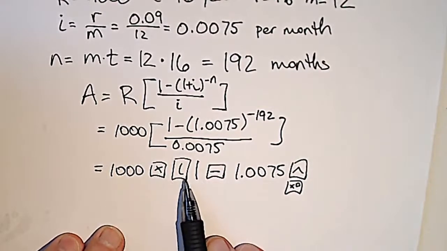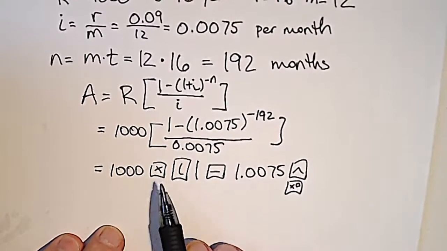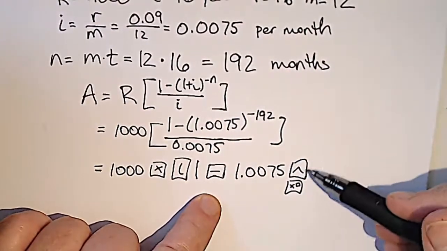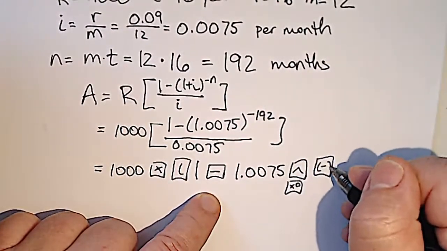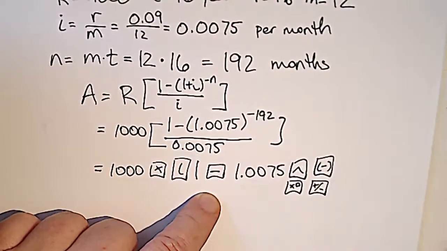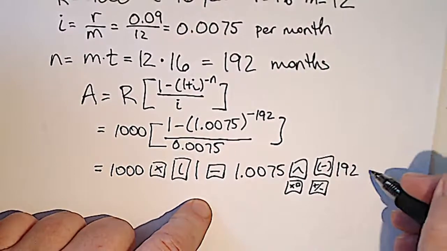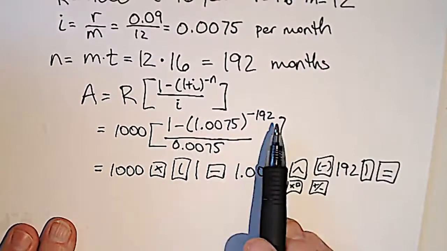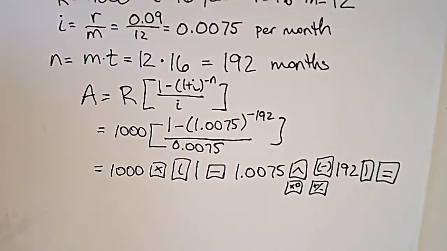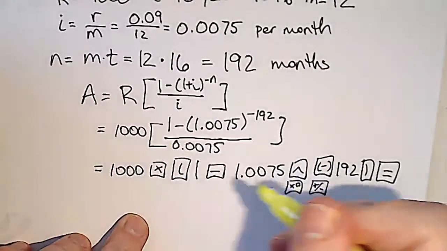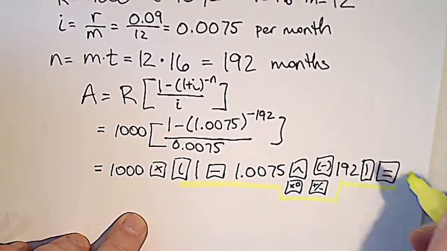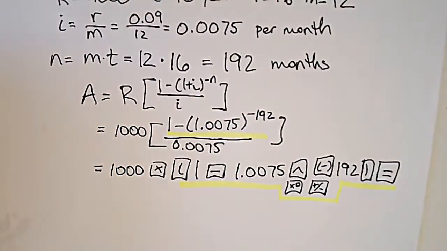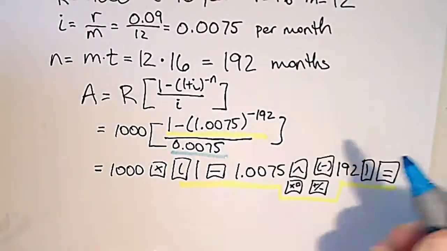So 1,000 times, open parenthesis. Some people don't have to put in the times. 1 minus 1.0075, exponent key, plus minus key, whatever it is, your negative key, 192, close parenthesis, equals. That goes all the way across the top. So that's the part that is right here, is this part right here. And then this part down here, I'm going to do right here.